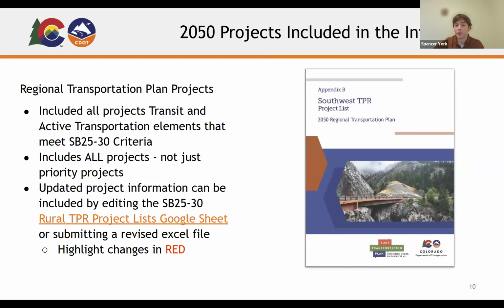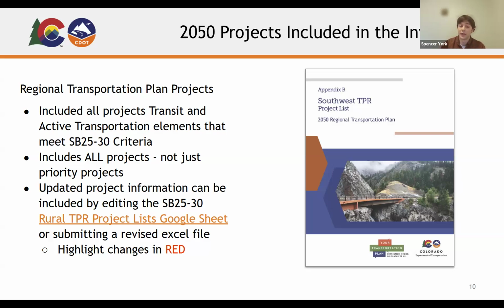So for those of you that work closely with your TPRs to submit projects to the long list in the regional transportation plan, the good news is that if the projects you really want in this inventory were already submitted through that, then it's already included. It's already in the list. So the fact that we're pulling everything over from that long list makes this a really streamlined process. I will say, if there are updates to those projects, or more information on any of those projects that you want to provide, there is a rural TPR project list Google Sheet that we've compiled as a part of this process.